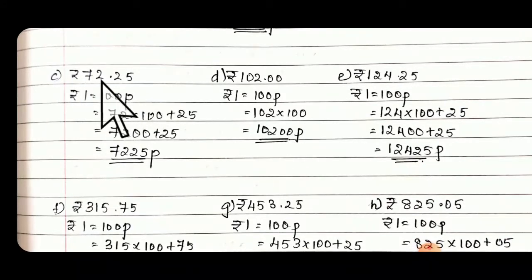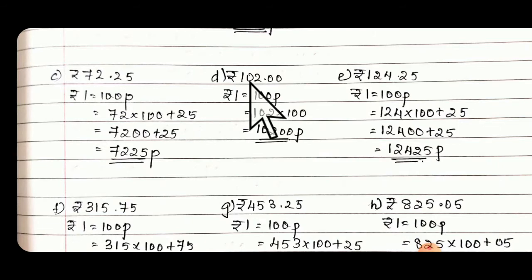C. Rupees 72.25. So first multiply the rupees by 100, plus 25. 72 gets multiplied by 100, it will be 7200 plus 25, it will be 7225.